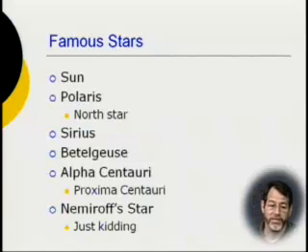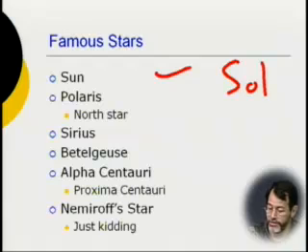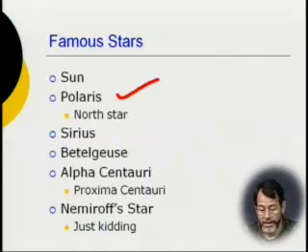So there are many famous stars. The Sun is probably the most famous star. It's so famous we just call it the Sun. Sometimes it's called Sol, which is sort of its name. The next most famous star is Polaris. There is a misconception that Polaris is one of the brightest stars in the sky, but it's not. It's pretty bright, I think around second magnitude, but it's known because it is the North Star.